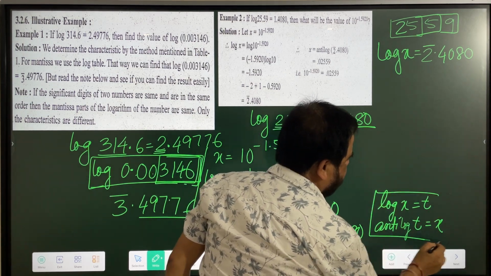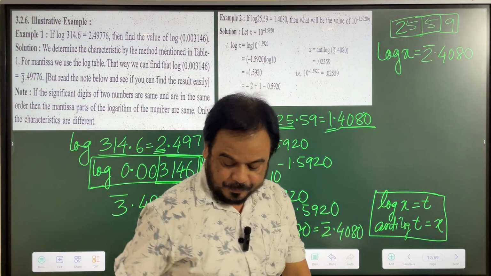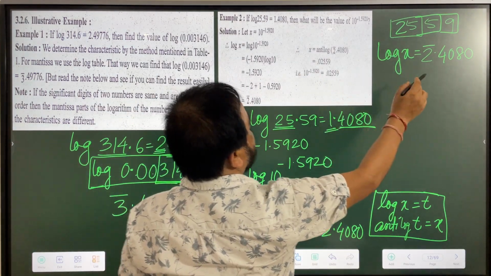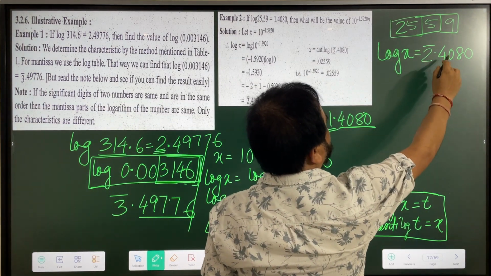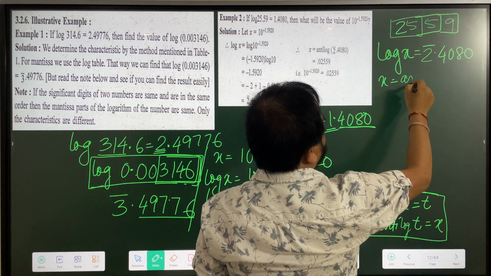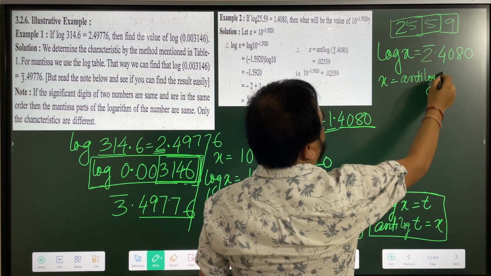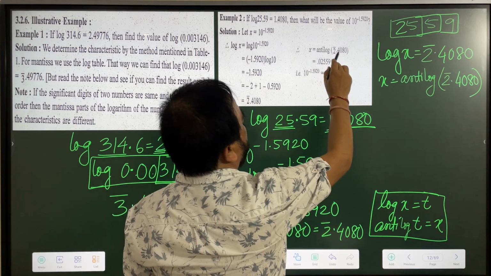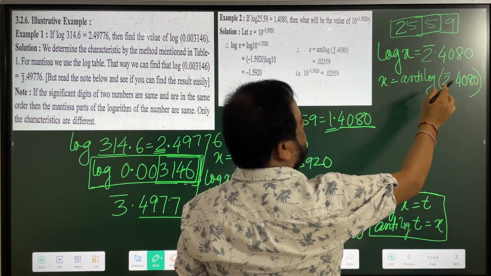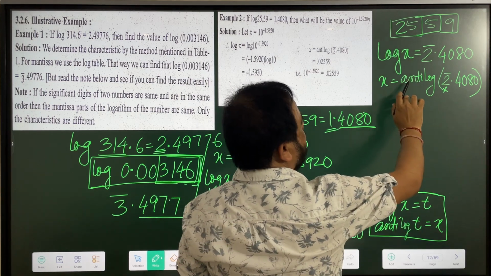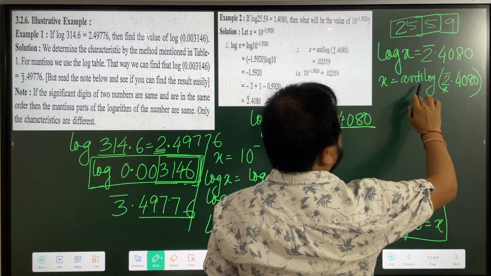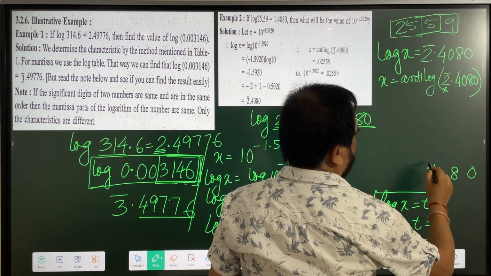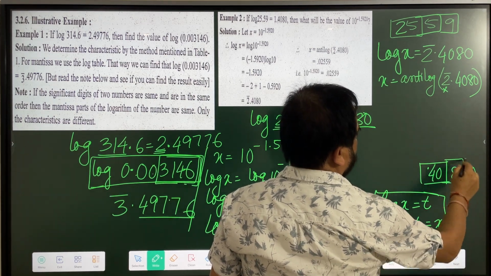This is the formula for anti-log. So log x equals 2 bar 0.4080, and x equals anti-log of 2 bar 0.4080. The characteristic is neglected for anti-log, so we will find the anti-log of 0.4080. There are 3 parts, always 3 parts for log and for anti-log.